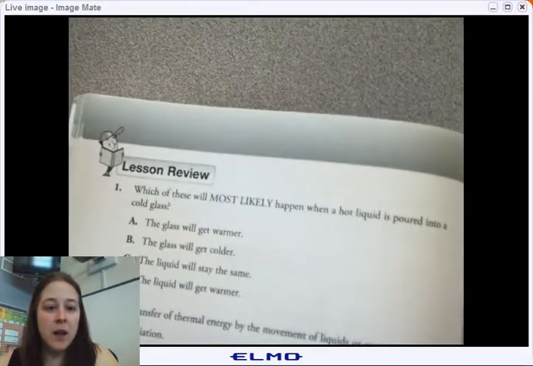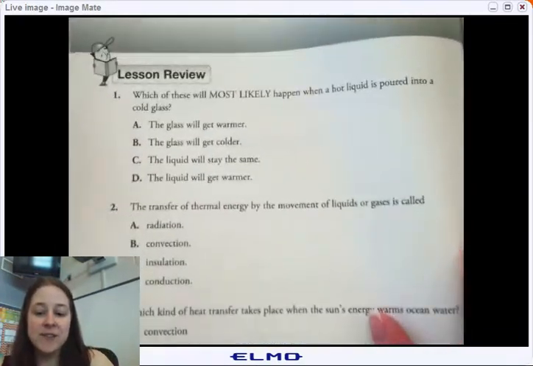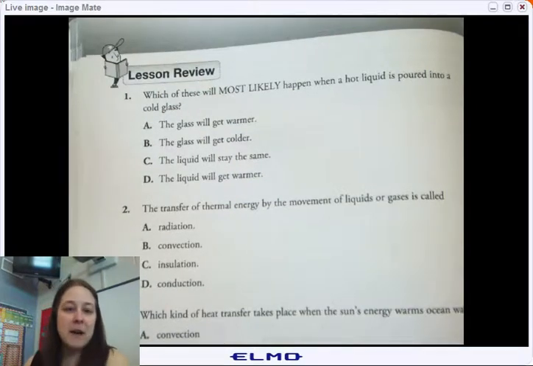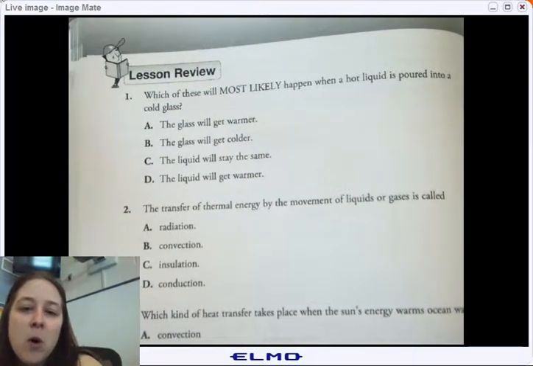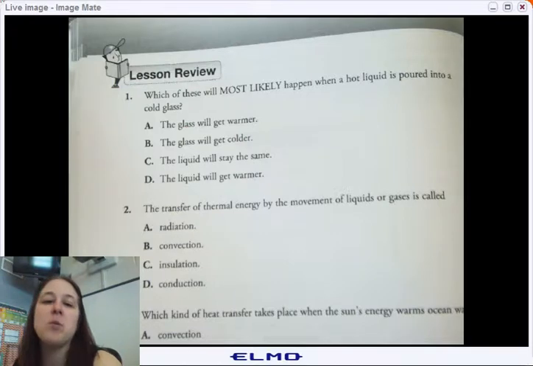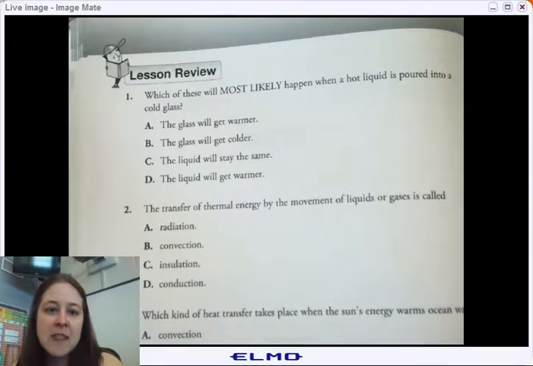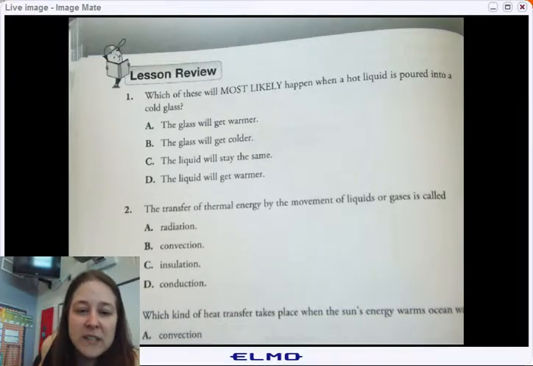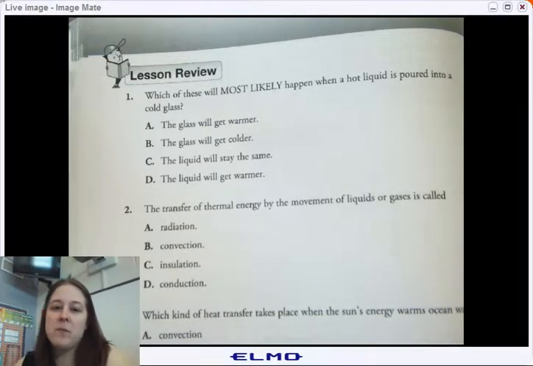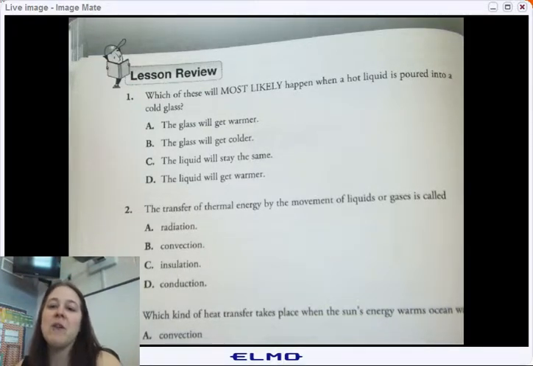Okay. Remember, you're going to answer your questions and make sure you're putting them on Edpuzzle. Which of these will most likely happen when a hot liquid is poured into a cold glass? The glass will get warmer. The glass will get colder. The liquid will stay the same, or the liquid will get warmer. What will happen when a hot liquid is poured into a cold glass?